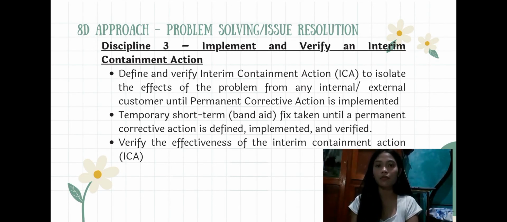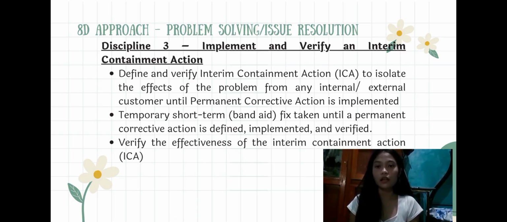Implement and verify an interim containment action. Define and verify interim containment action, or ICA, to isolate the effects of the problem from any internal or external customers until permanent corrective action is implemented. So identify temporary measures to stop defective or non-conforming products from reaching customers. Temporary short-term fix taken until a permanent corrective action is defined, implemented, and verified.